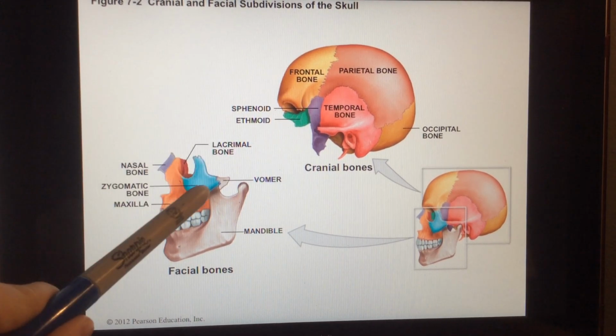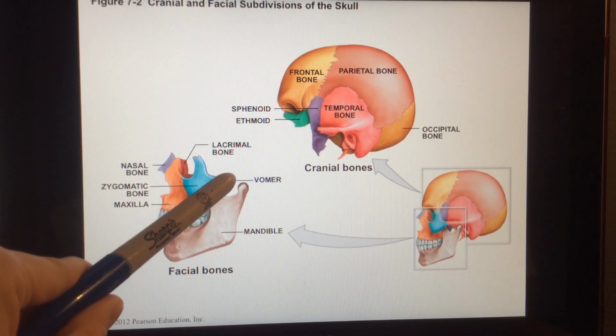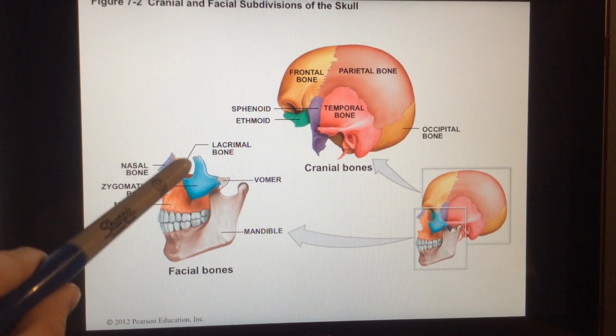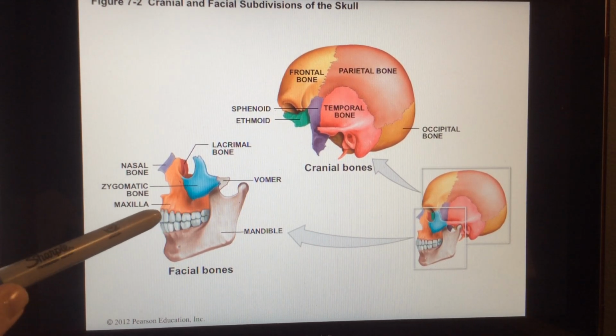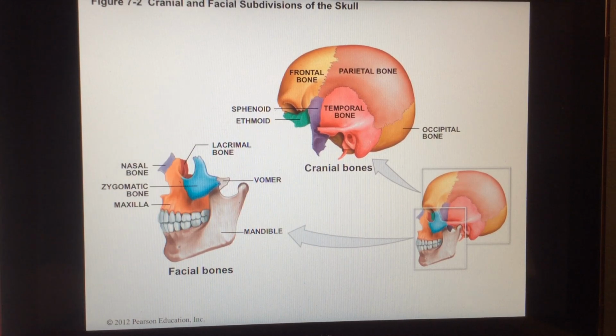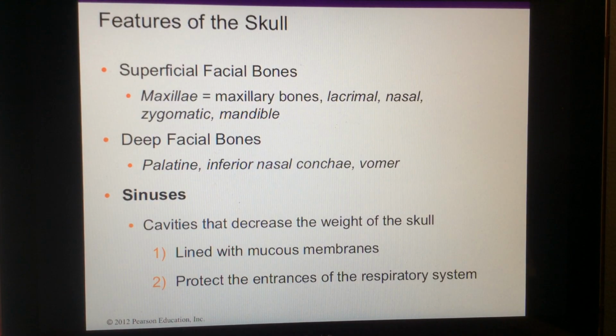Those deeper bones, again, vomer is going to be one of those. And you're not going to be able to see it here, but it's a portion of your nasal septum, which is your inferior nasal concha. And then with the maxilla making up the palate are your palatine bones. So those superficial bones are the maxilla, lacrimal, nasal, zygomatic, and mandible.